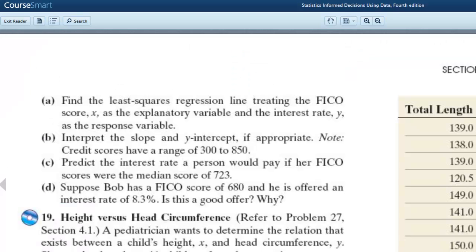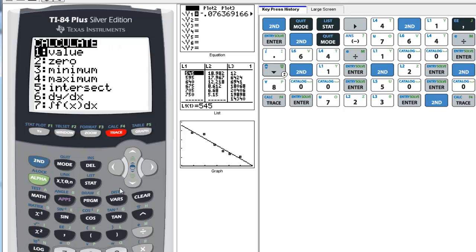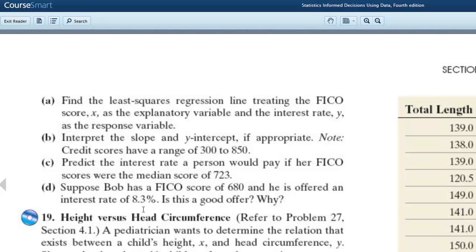I can't remember the score. They were asking a score of 680. Okay, so an 8.3%. So I'll go back to the second trace, and I will input 680. And according to the model, this FICO score of 680 should correspond to an interest rate of about 9.43%. And the rate that they were offering this guy was 8.3%. So that rate that they were offering him was an excellent offer. It's below the regression model.